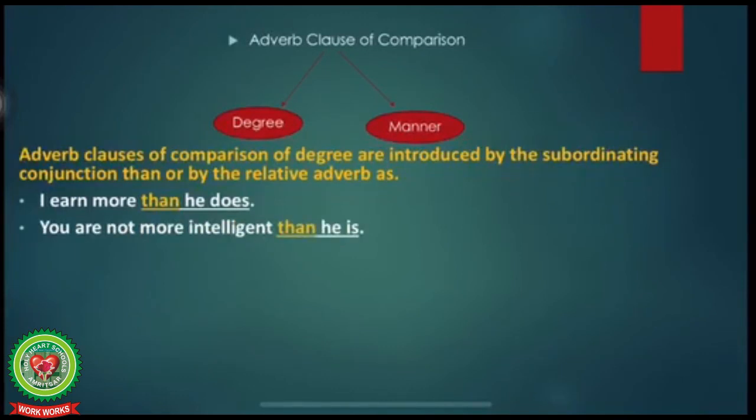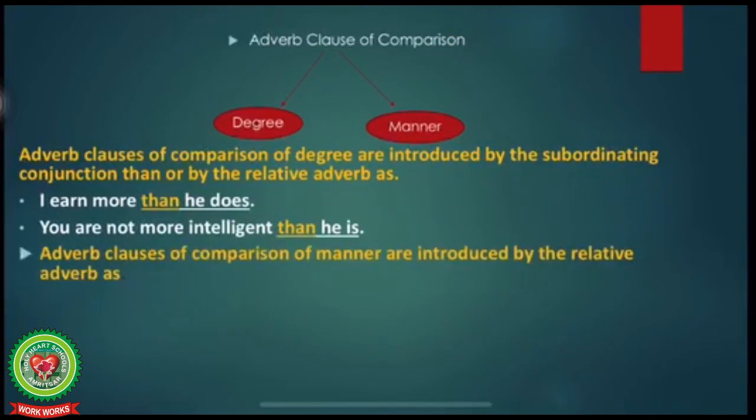Similarly, you are not more intelligent than he is. Again, than is a subordinating conjunction of comparison. So than he is is a subordinating clause, and you are not more intelligent is the principal clause. As than is a subordinating conjunction of comparison, than he is is an adverb clause of comparison.